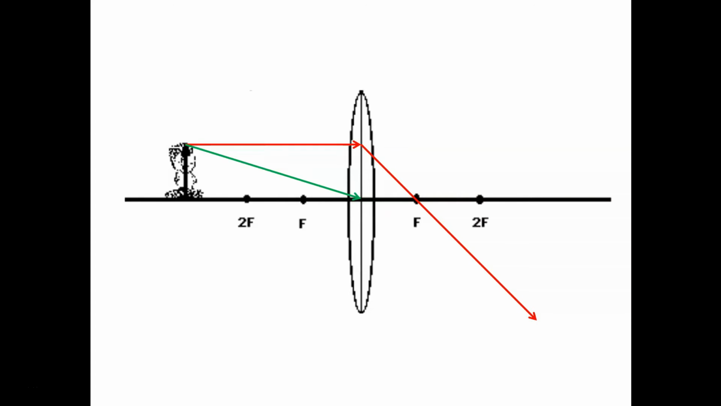A second ray through the optical center of the lens will travel through as if it did not undergo refraction. And our third ray that goes through the secondary focal point, when it hits the optical center, will refract parallel to the principal axis. And where these 3 lines meet, that's where my image will be.